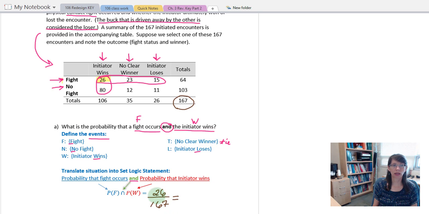So we could leave our answer at 26 over 167, or we could use a decimal value to represent the probability. The decimal equivalent is 0.156. So we know that the intersection of these two events is represented where the events are overlapping. Fight and initiator wins both have the value 26, so 26 is the intersection. We then take 26 and divide by the total possible, 167.